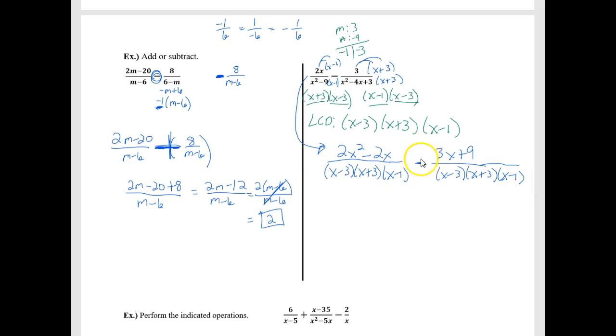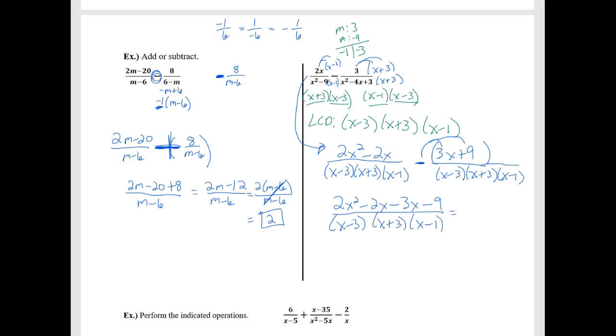Alright, we are subtracting. We have to be careful with that subtraction. I need to subtract my entire quantity. So it's like distributing a negative 1 to everything in the numerator. So I'll have the 2x squared minus 2x, now minus 3x, and minus 9, all in the numerator. The denominator stays the same. Remember, denominators represent the size, and the size is not changing.